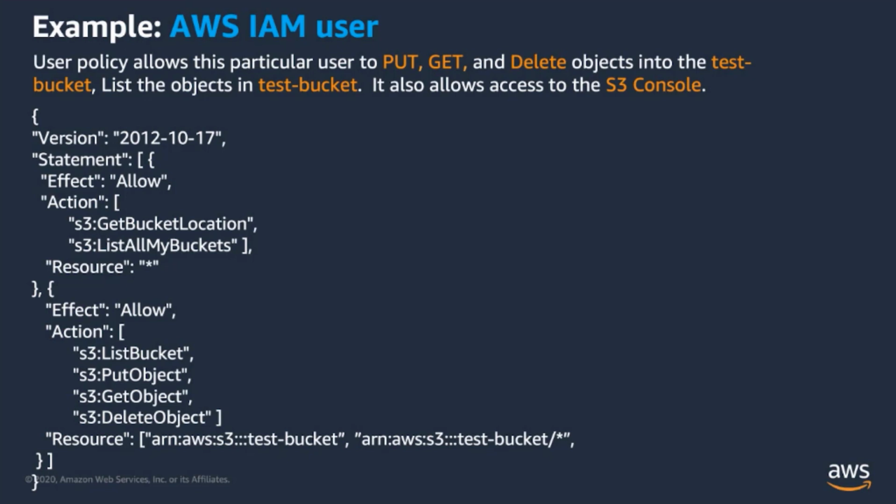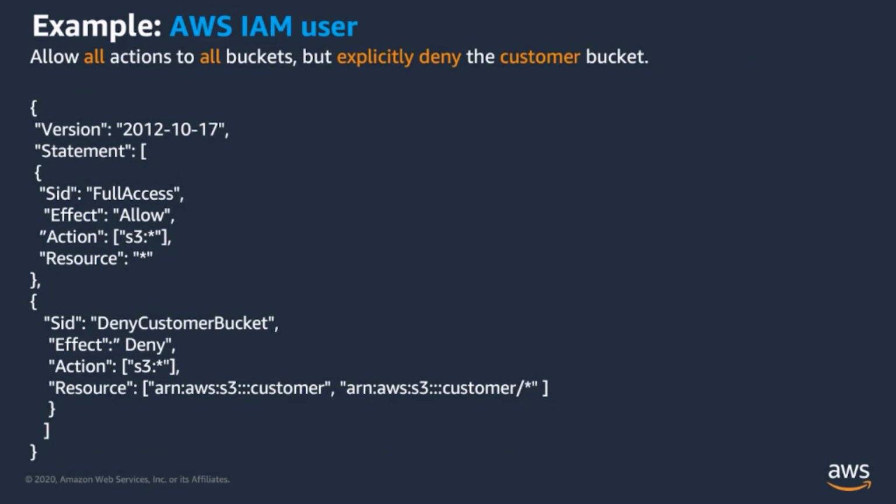Now, the second statement has effect, allow, action, s3:ListBucket, s3:PutObject, s3:GetObject, and s3:DeleteObject. ListBucket is a bucket level operation, and those other three are object level operations. So our resource is then test-bucket and test-bucket/*. The test-bucket without the slash and star is the bucket level, so that's for the ListBucket. ListBucket goes against the bucket, and the others go against the objects.